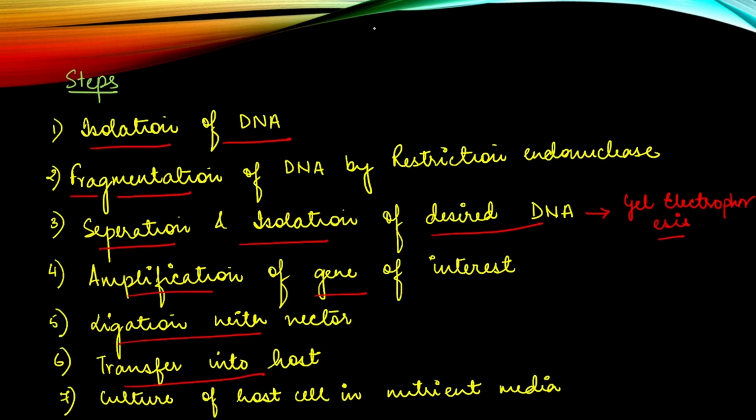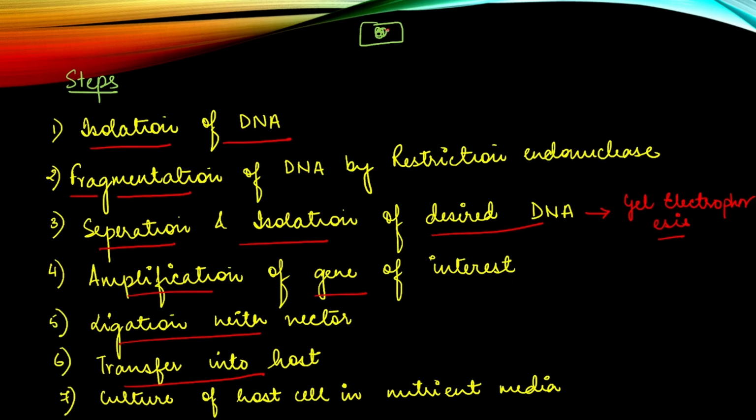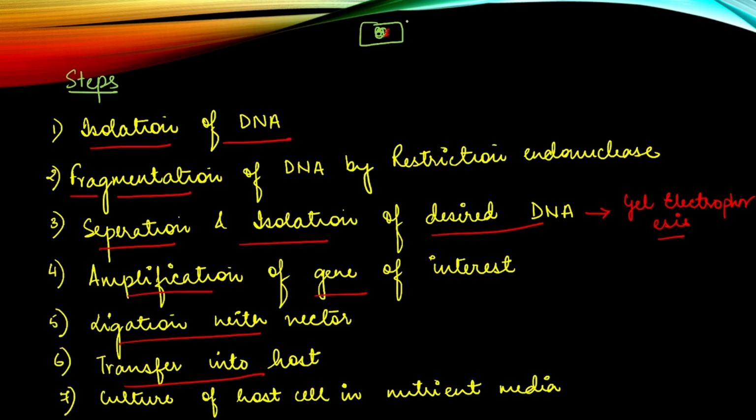See, if this is a cell and this is the DNA, we want a gene. Suppose, let me first mark this gene here. Suppose this is a gene of our interest. So what do we do first, how will we take out this gene? Our motive is to take out this DNA. So we will first isolate the DNA, right? This entire DNA we will isolate.